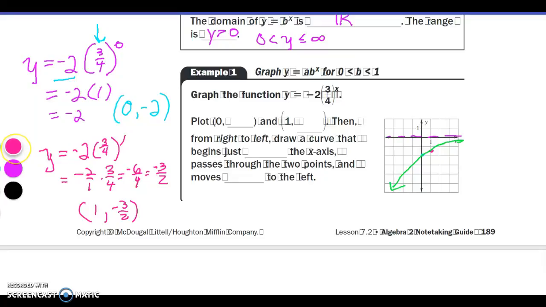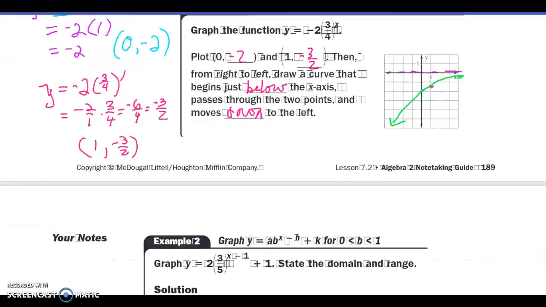So our plotted points were (0, -2) and (1, -3/2). And we began just below the x-axis, and the reason we began below the x-axis is because that negative a value flipped it over and put it underneath, and it passed through our 2 points and moves down as we go to the left. So that's why I began over here on the right and drew it down, because it's nice to start at the asymptote and then draw from there. All right, we'll go to the next one.